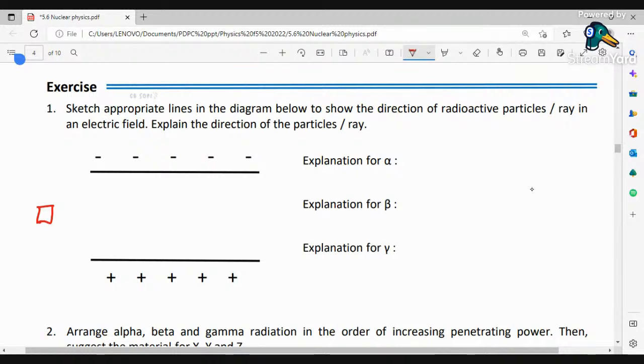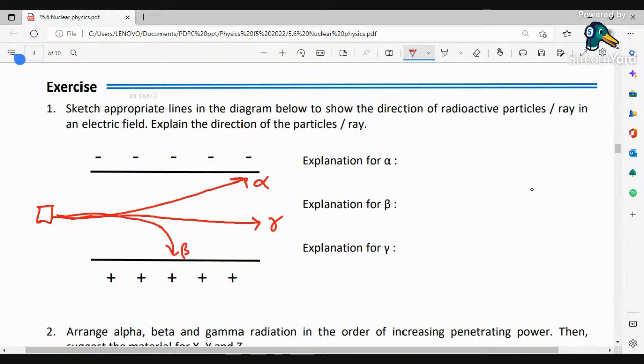If it emits alpha, alpha is positive and it will be attracted to the positive plate. So this is alpha. Okay, as for beta, beta is negative, it will be attracted towards positive. And the deflection is more curved because beta is lighter compared to alpha. And then for gamma, neutral, so it just travels in a straight line, not affected by electric field.